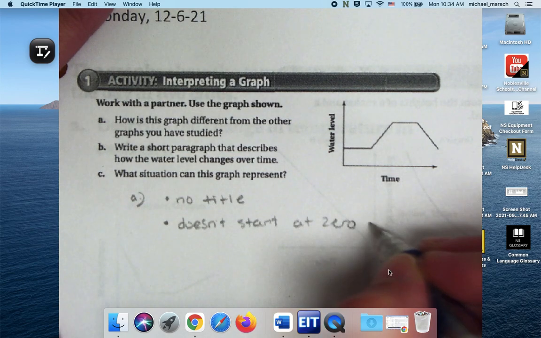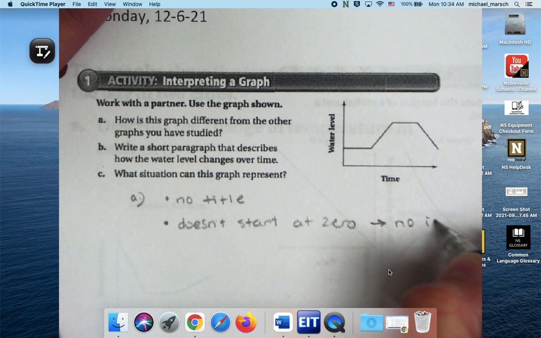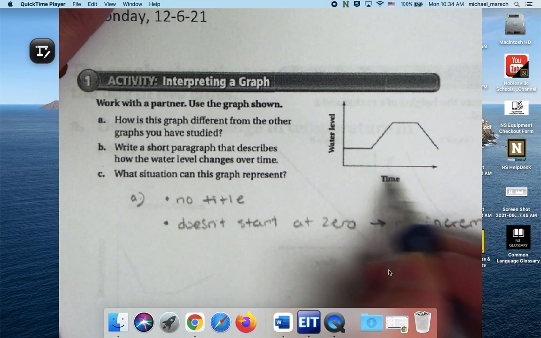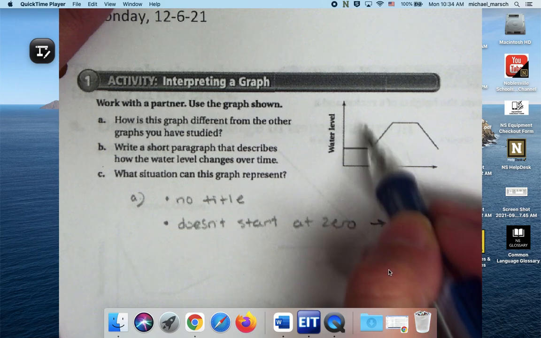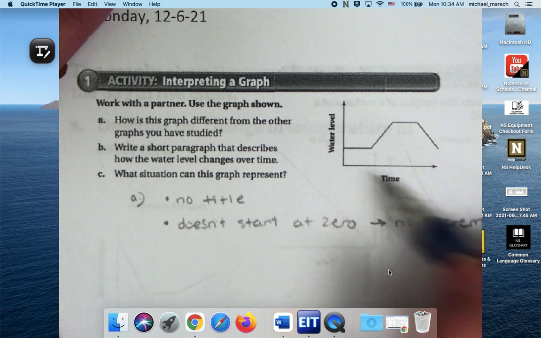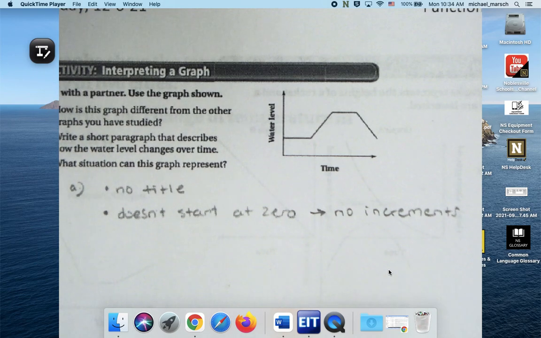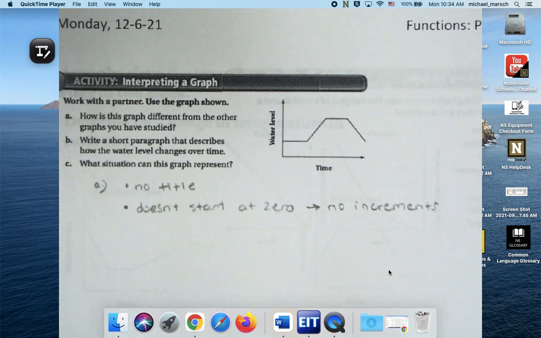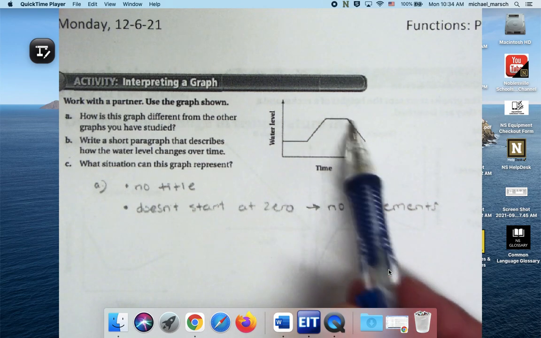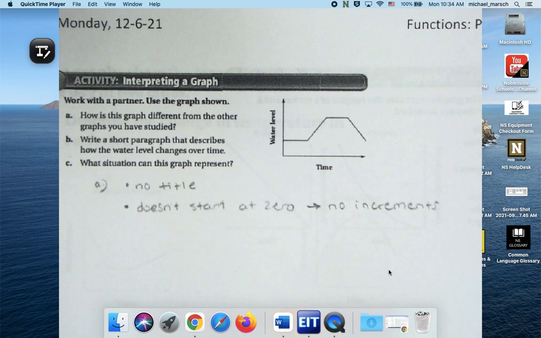Which really links us to there being no increments at all, right? We don't know, is this minutes, hours, seconds? We don't know if this is inches, feet, what this water level means, right? There's numbers, so there's no increments to tell us really anything. We just know that the water started here, the level increased, stayed the same, and then it decreased. That's all we know.